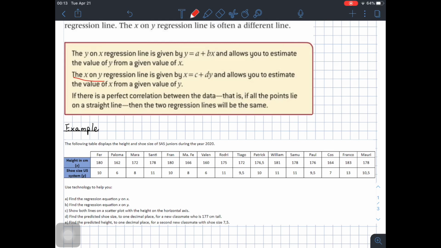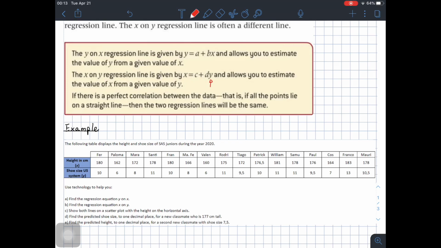Then we have the x on y regression line is given by this equation over here. So you see that in this case, the x is solved or left alone, right? And this equals c plus dy, and allows you to estimate the value of x from a given value of y. So in case we're given the value of y, we need to use this equation in order to find the value of x, okay?